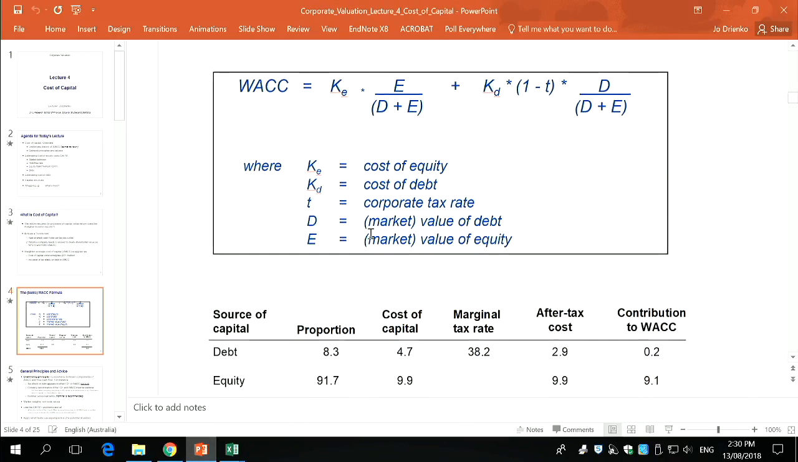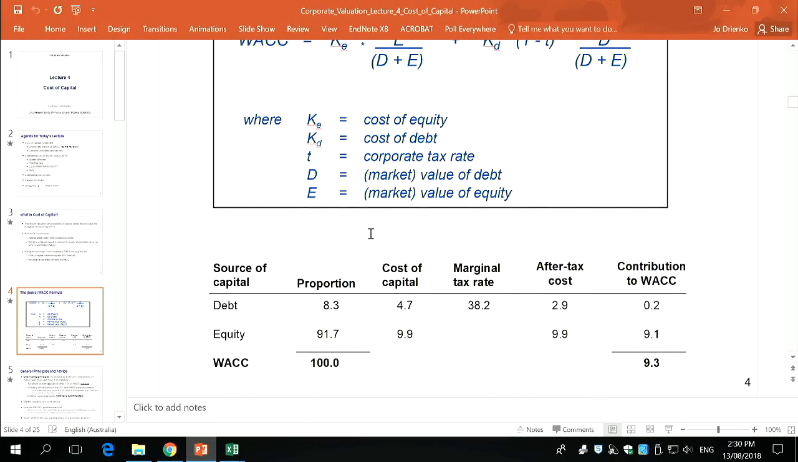So the calculation is not complicated. As you can see, it's here. There's an example. It's just multiplying a few numbers. It's not complicated at all. Let's say this company was 91.7% financed through equity or shares. 8.3% of the company was financed through borrowing or debt. Cost of capital for debt, 4.7, 9.9 for equity. The tax rate in this example is 38.2. So 1 minus the tax rate multiplied by 4.7 gives you 2.9.